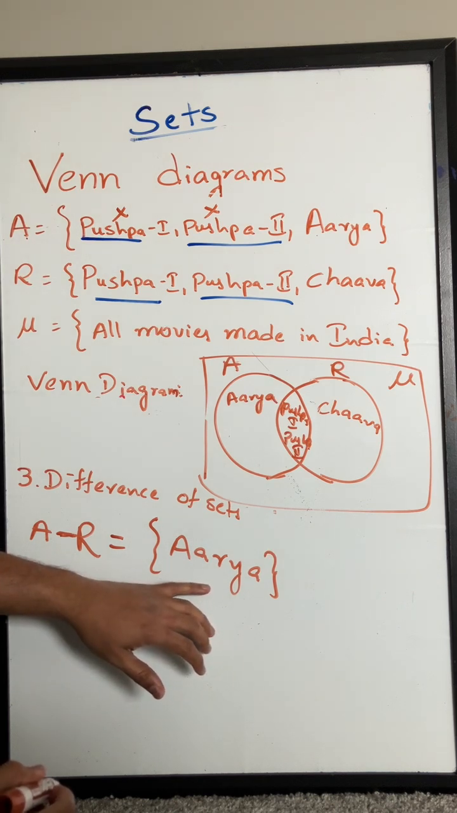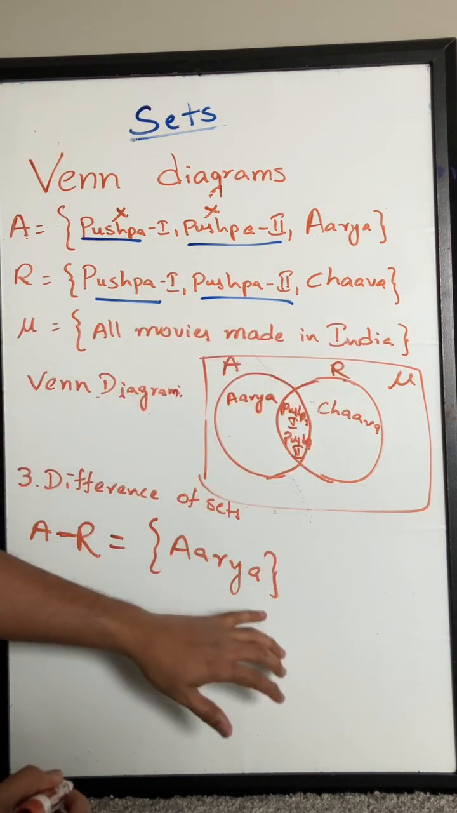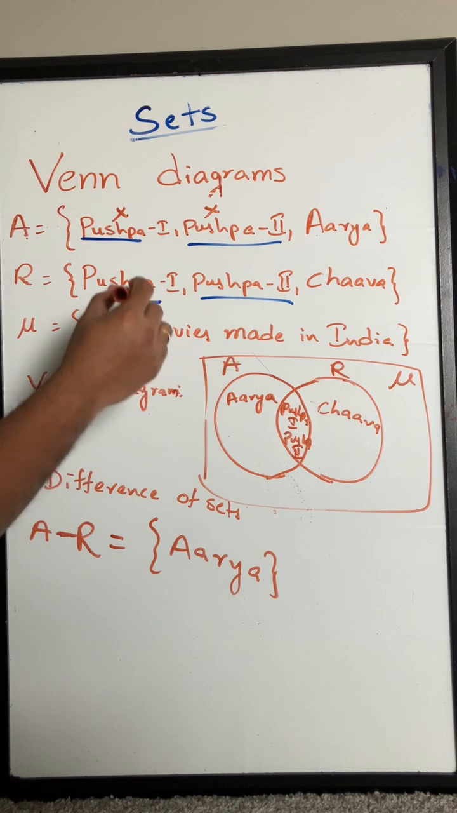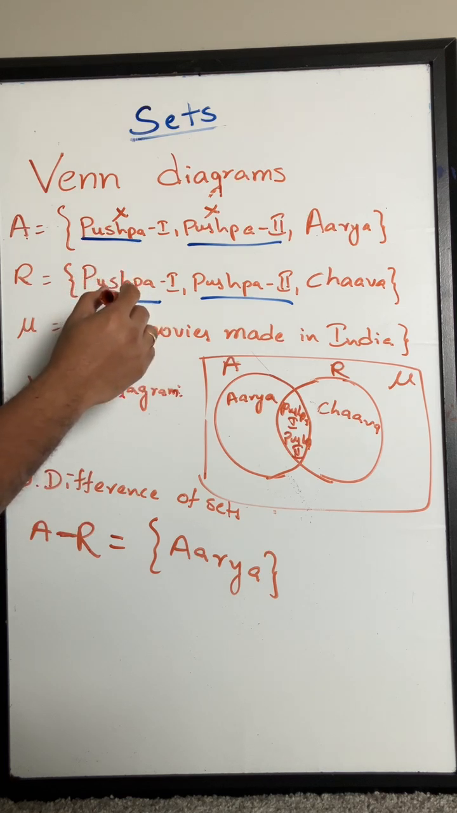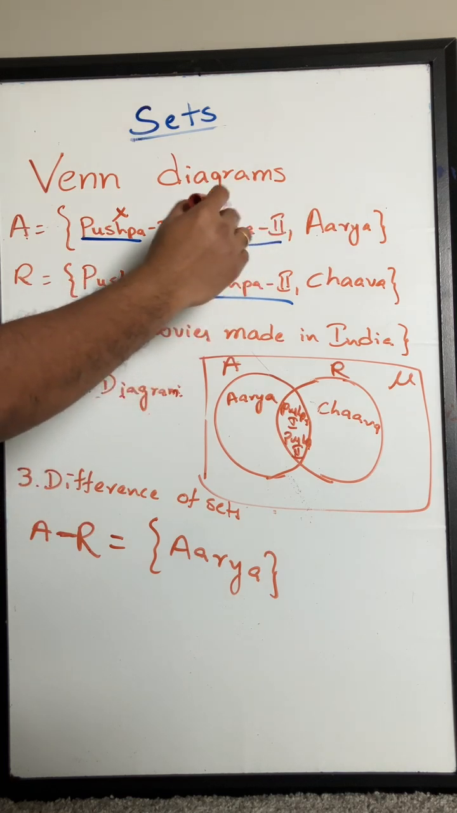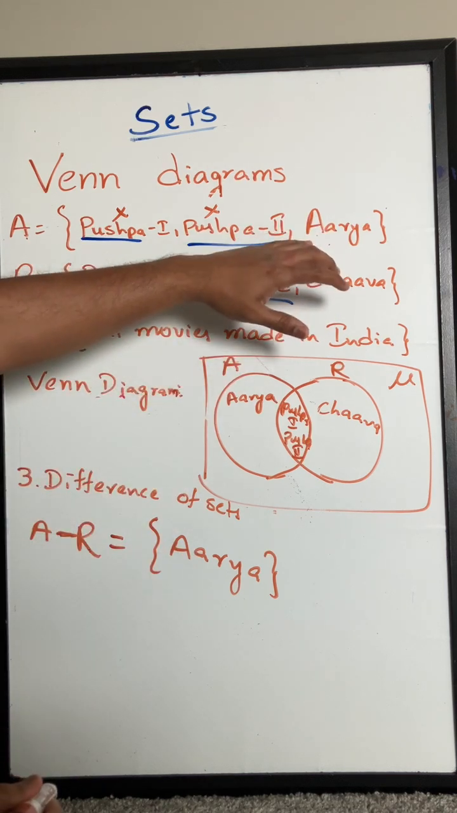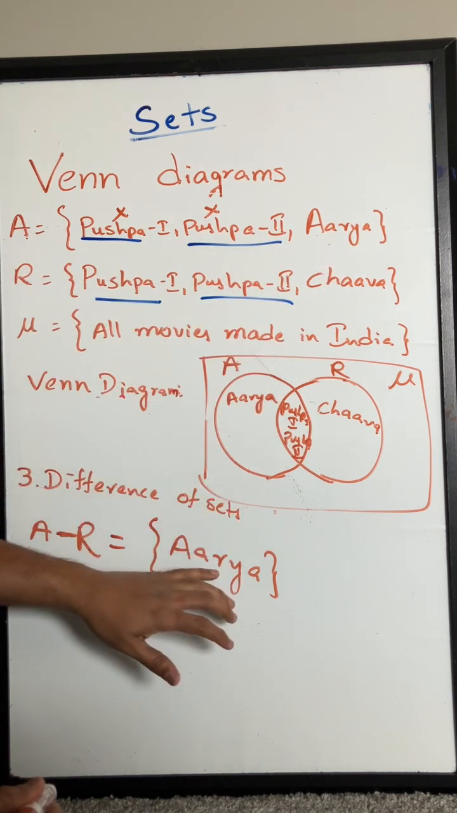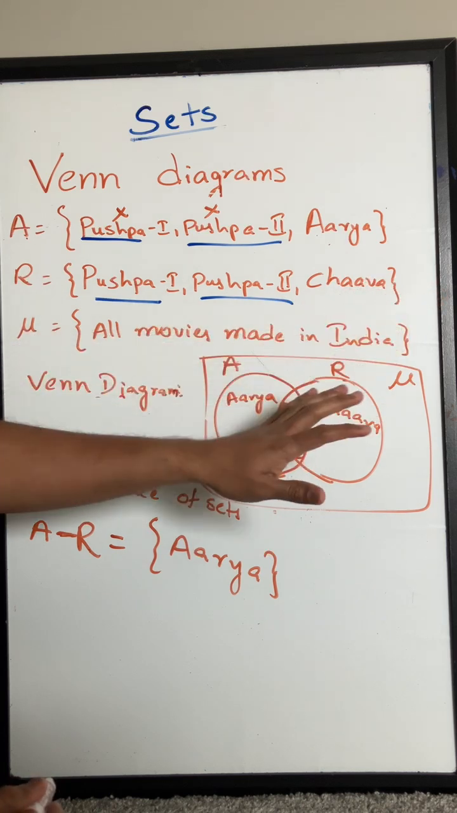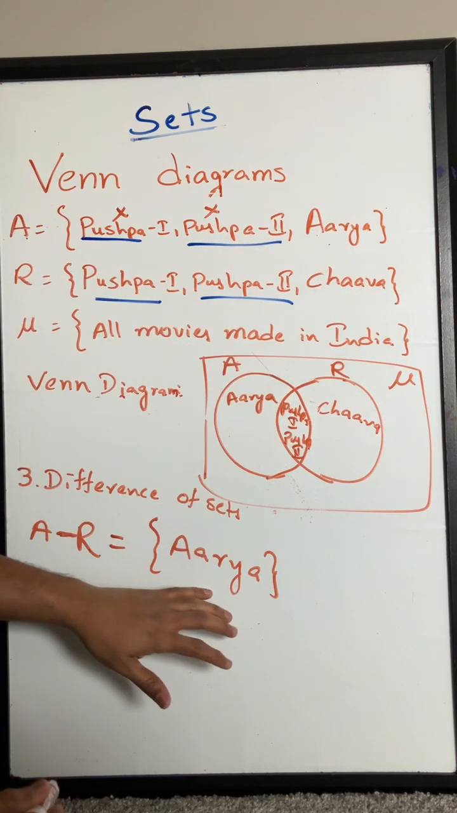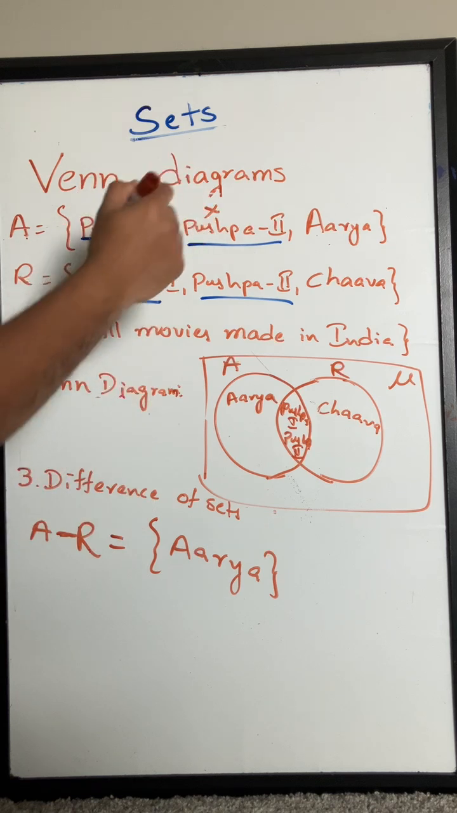Did you observe one thing? We didn't write Chava in this one, because we are subtracting Rashmika's movies from Allu Arjun's movies. Rashmika's movies are Pushpa 1 and Pushpa 2, so we cancel them. What about Chava? Chava is not there in Allu Arjun's movies, so we don't subtract it. We'll just leave it like that. We don't consider Chava. The leftover movies, we write here. Only common movies, we cut.